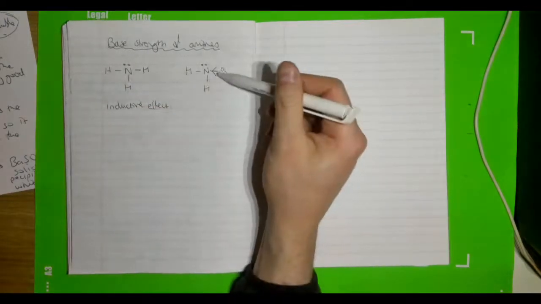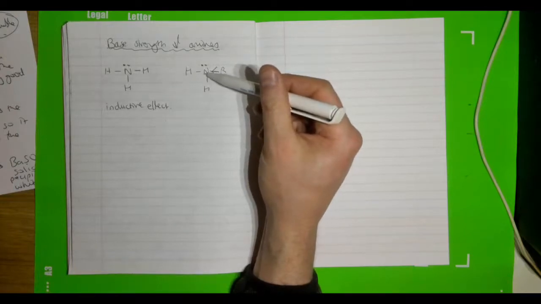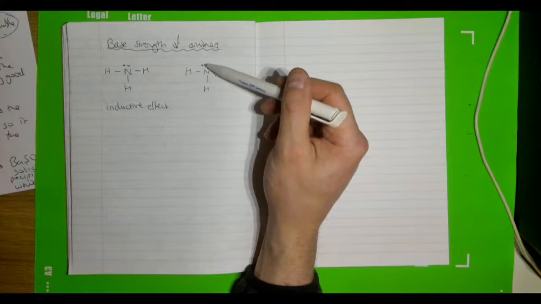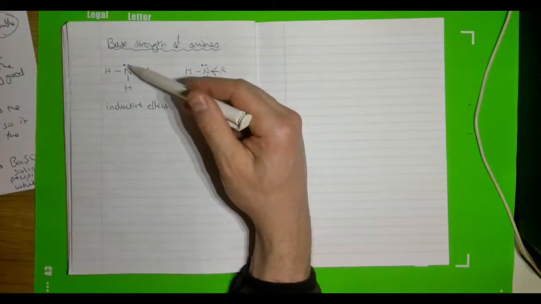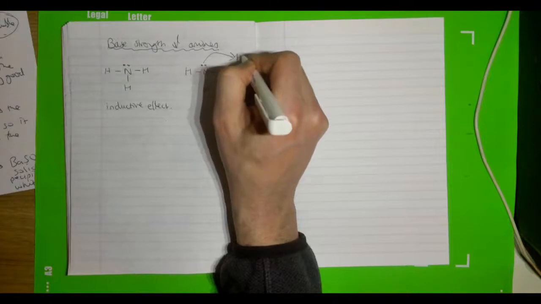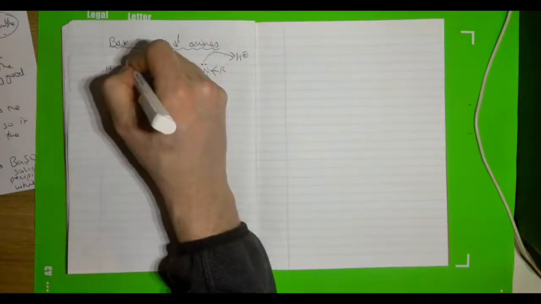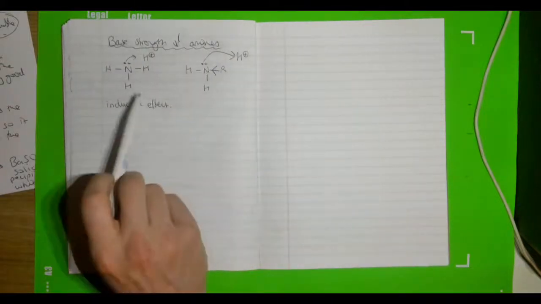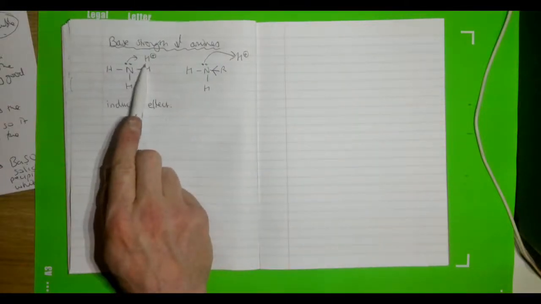And because electrons are pushed on that nitrogen there, that makes that nitrogen a better electron pair donor. So that pair of electrons there is better donated than that pair there. So it's more likely to donate to an H plus compared to just ammonia by itself.